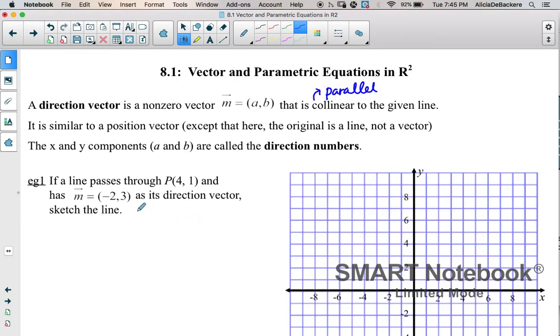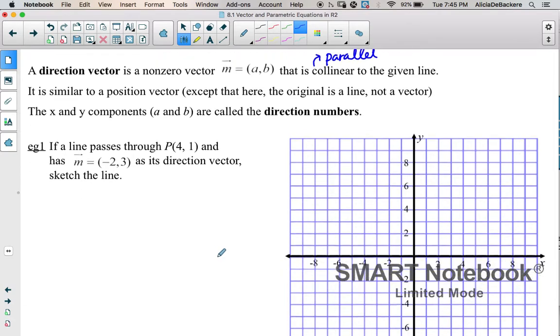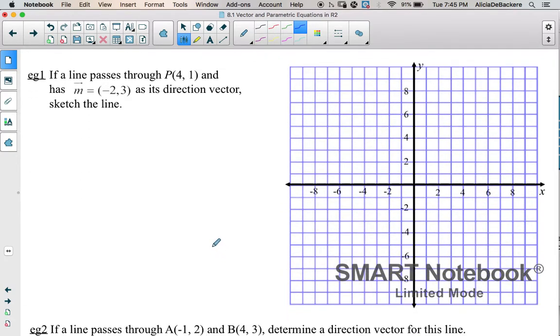So for the first example, we're just going to take a look at how do I draw a line if I'm given the direction vector and a point on the line. So I have a point (4, 1), so I'm just going to add that to my grid. There's my point P. And I have a direction vector of (-2, 3). So there is my direction vector.